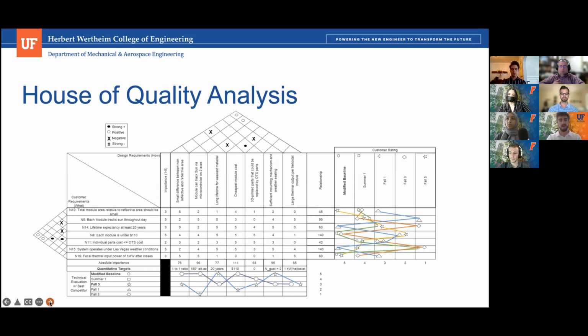And some of the customer needs that I want to make note of that we really focused on this semester are the ability for the heliostat to survive under weather conditions out in Las Vegas, since that is the location of where these heliostats will be placed. The ability for this heliostat to survive for 20 years. Our material cost under $110, and the ability for our heliostat to track the sun's rays by rotating on 2 axes. All right, next slide, please.